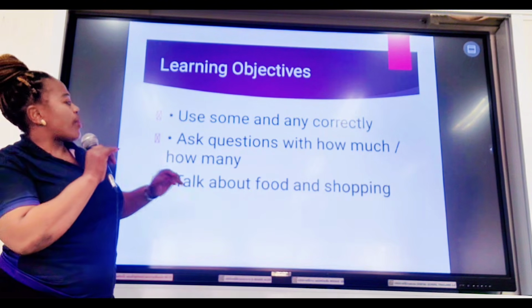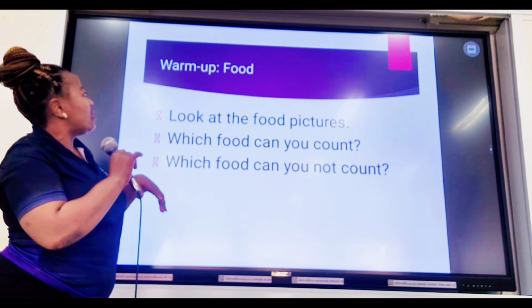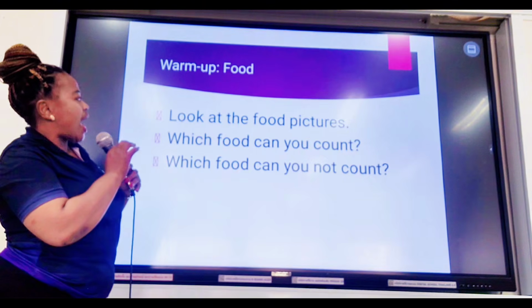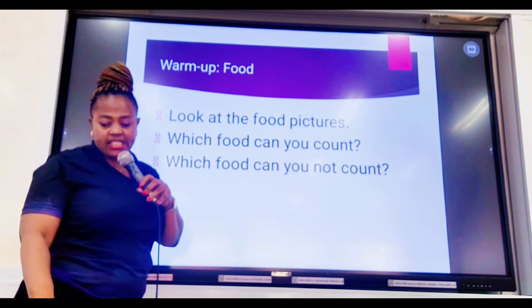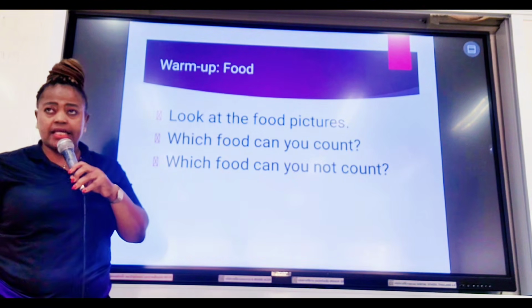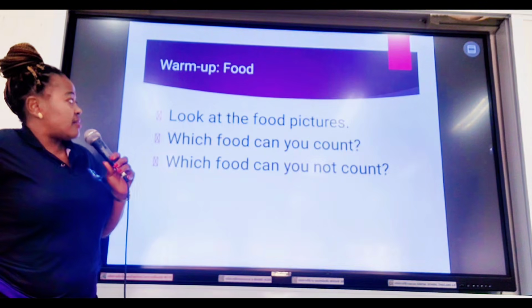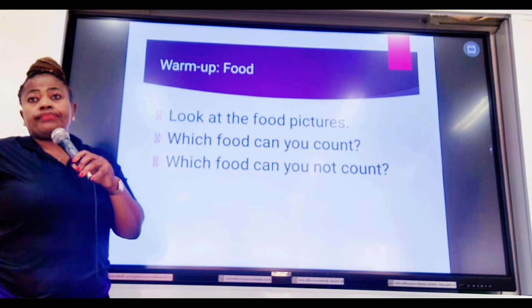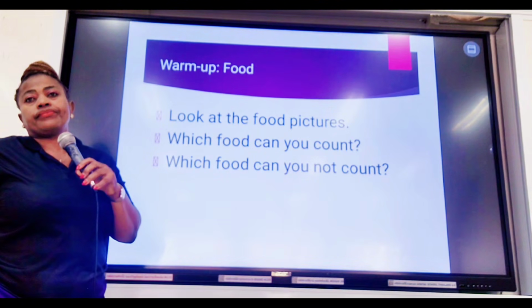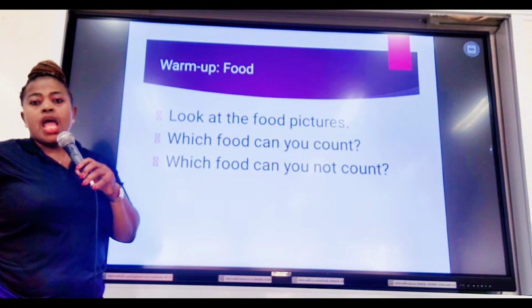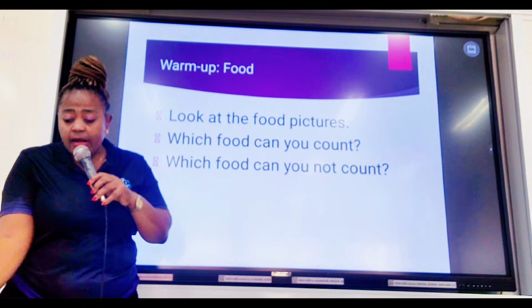Okay, so now that we know the objectives of the lesson, the next thing we are going to look at, there are pictures in your textbook. Open to page 69. There are some pictures there.